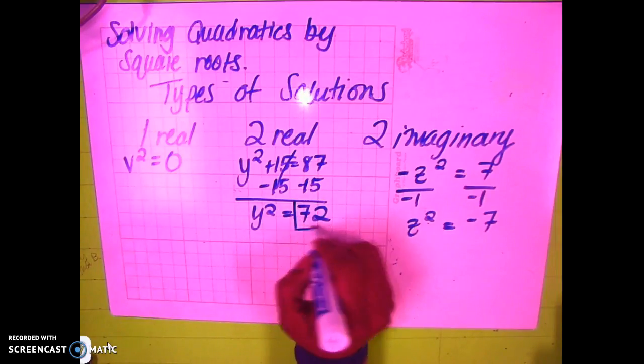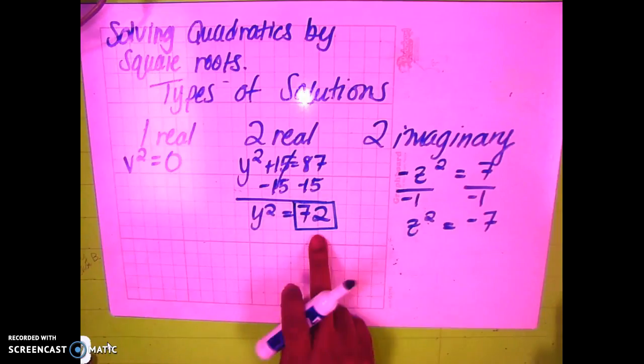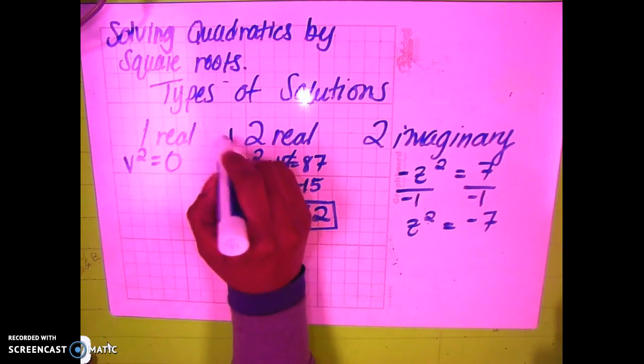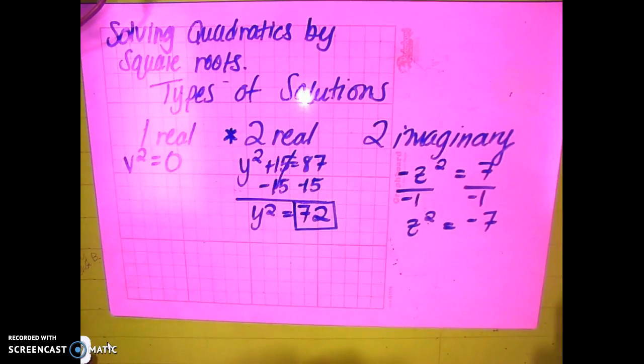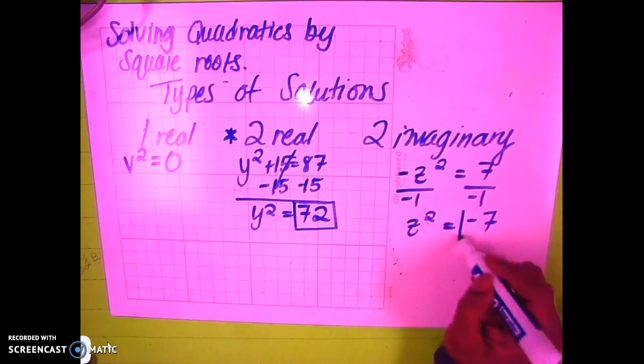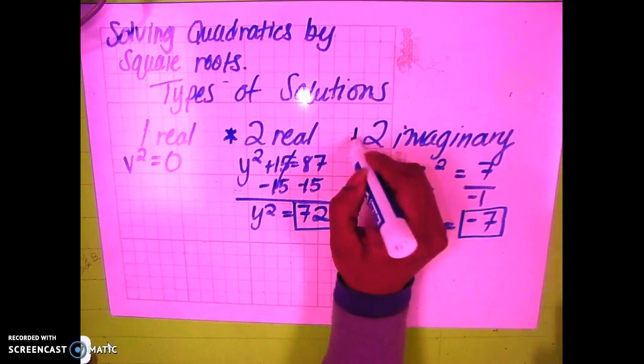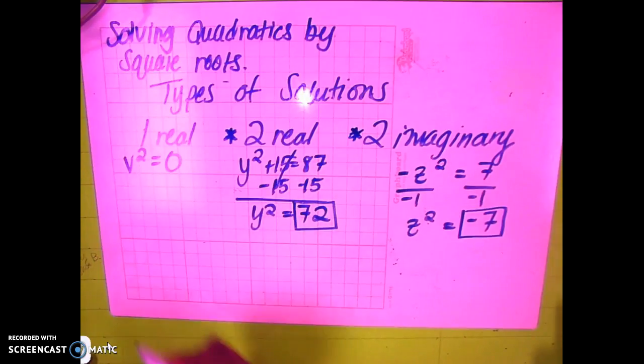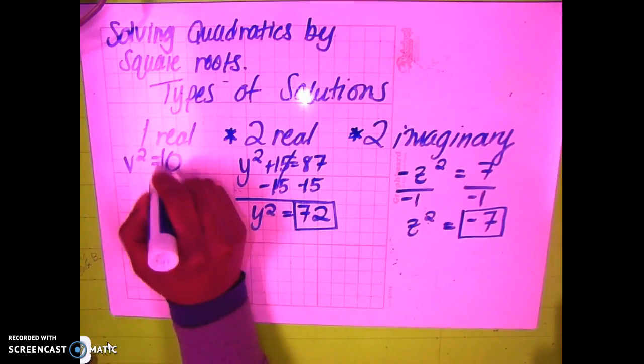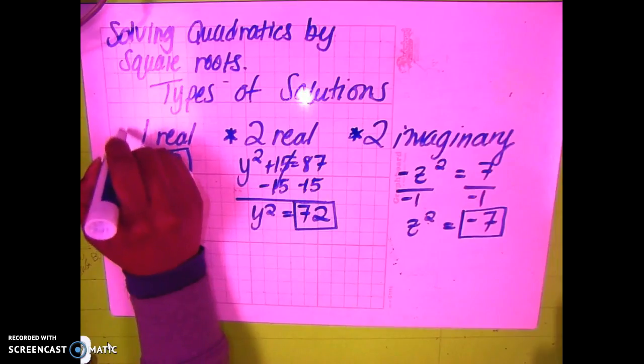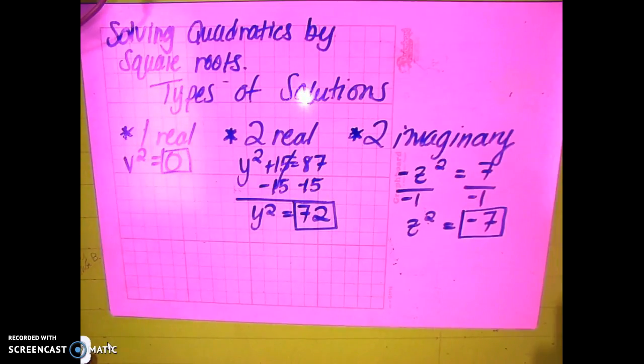Let me go over that again. If the right side is positive, you have 2 real. If the right side is negative, you have 2 imaginary. And if the right side is 0, you have 1 real solution.